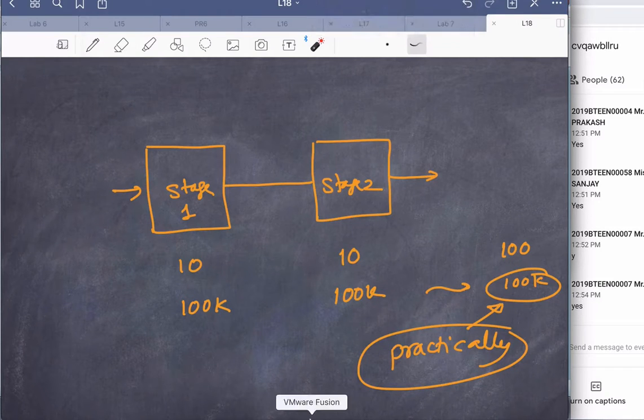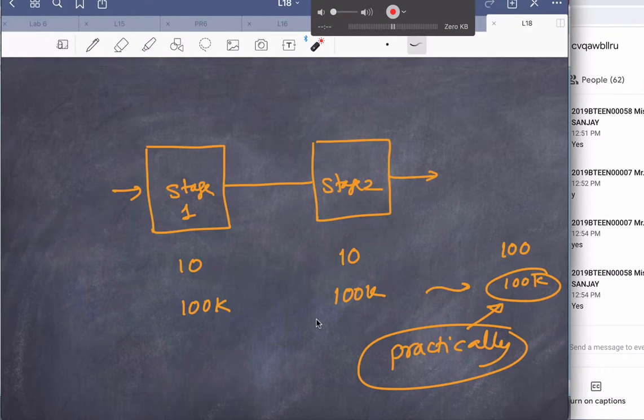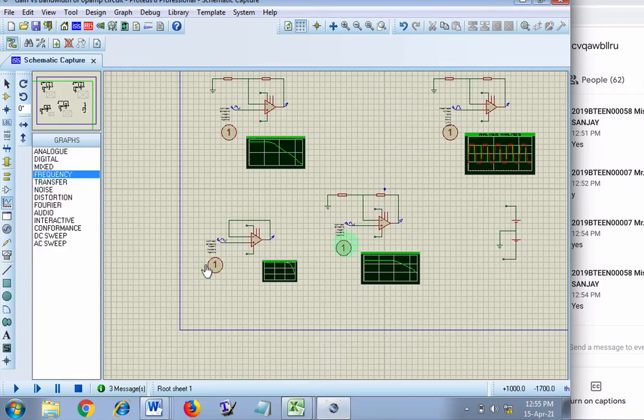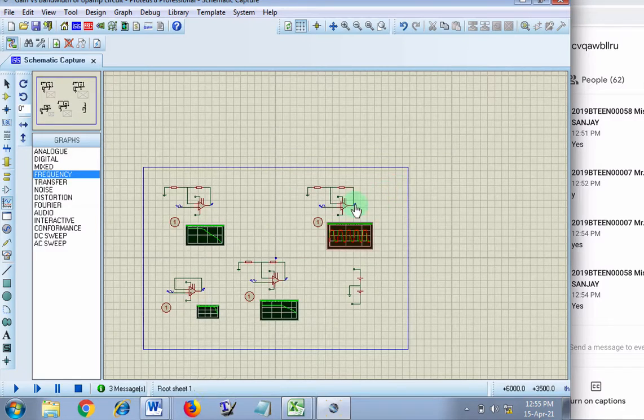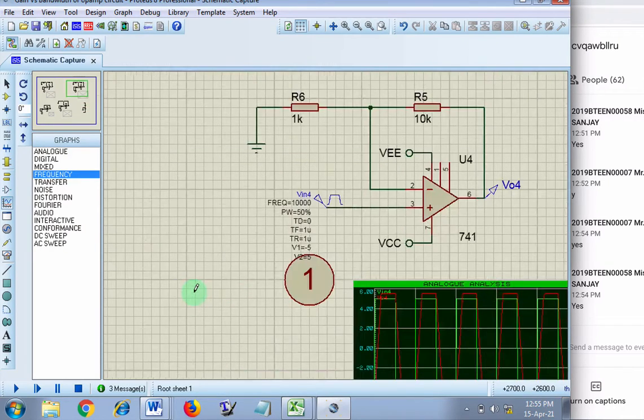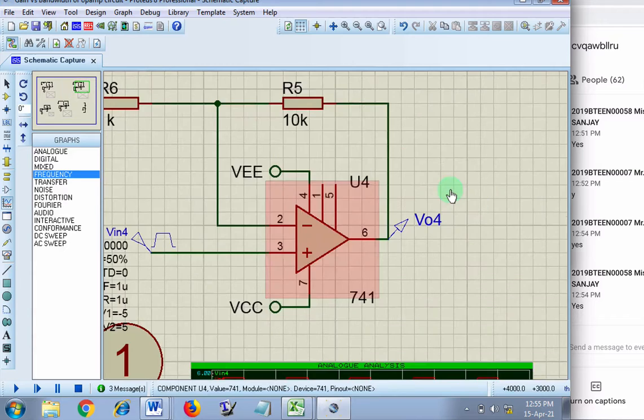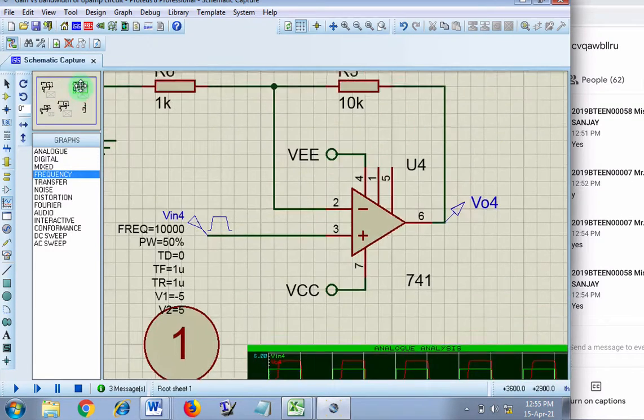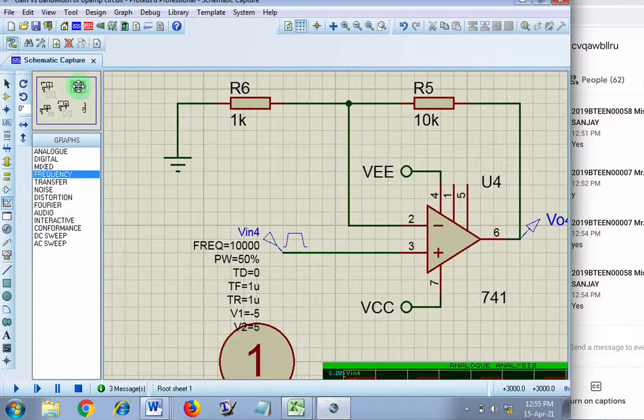So you will do this as a part of the practical of this week. Okay. One more thing I will show you and then we'll take a pause. Now I have one more circuit, but the signal is now square wave. As you can see here, it's a square wave.